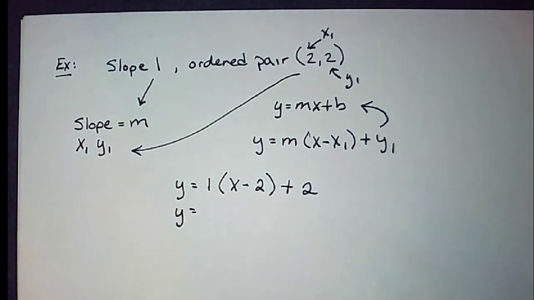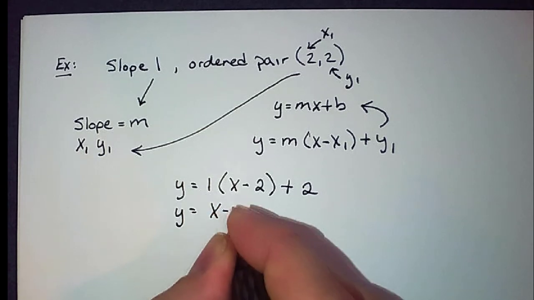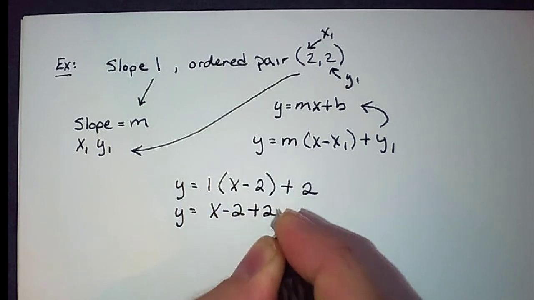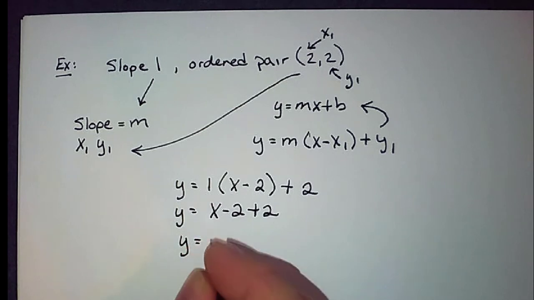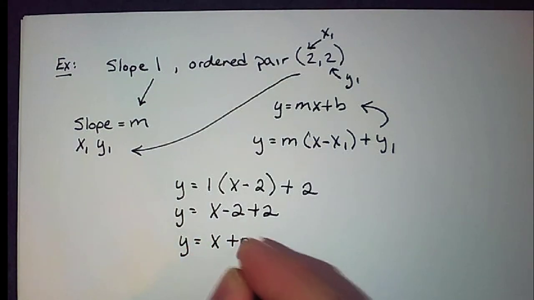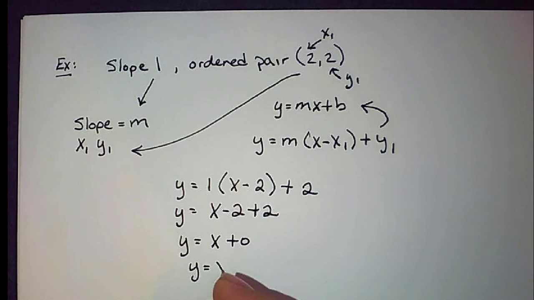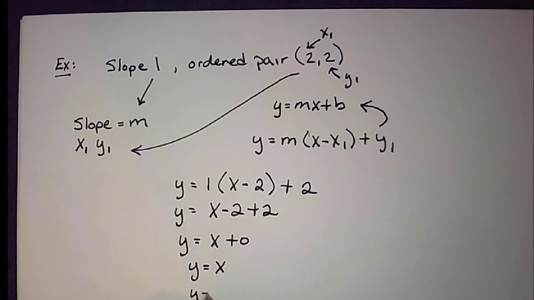Distributing my 1, well, nothing is going to change here, so I get x minus 2 plus 2. I get y equals x plus 0, which is simply y equals x. Now, it should be noted that this is y equals mx plus b. It just so happens that my slope, so y equals slope, is going to be 1x. My plus b, well, b is just 0. Okay, so this is still y equals mx plus b. We just don't need all of the other stuff that we're writing. And that's it, y equals mx plus b.